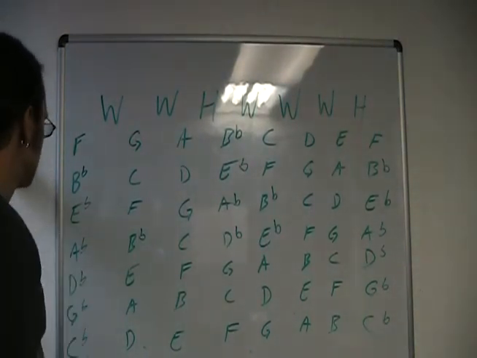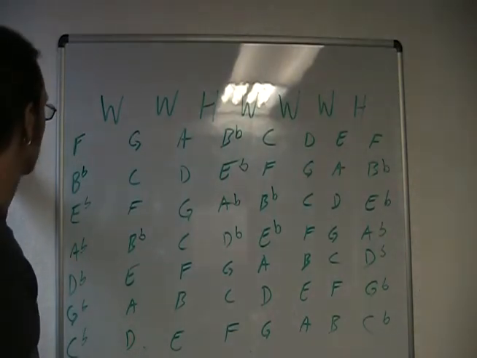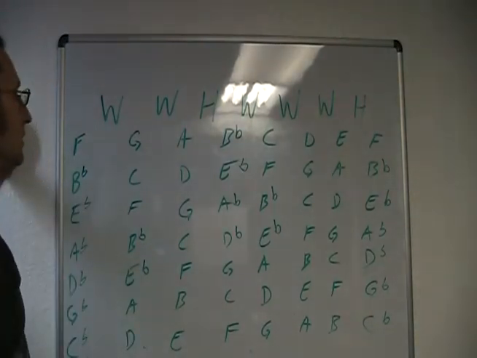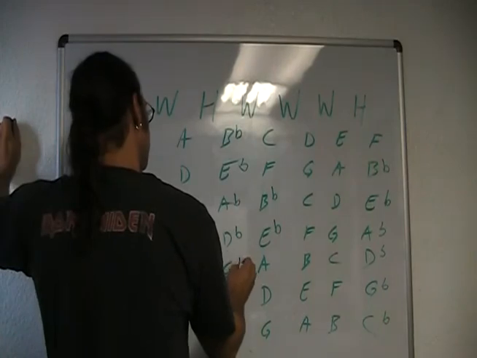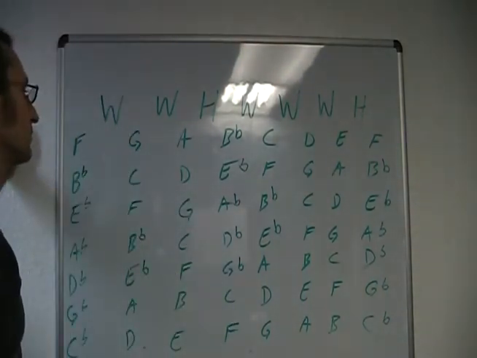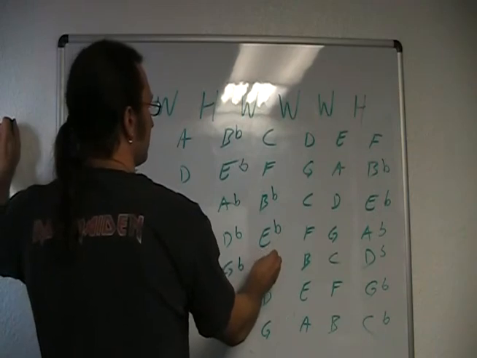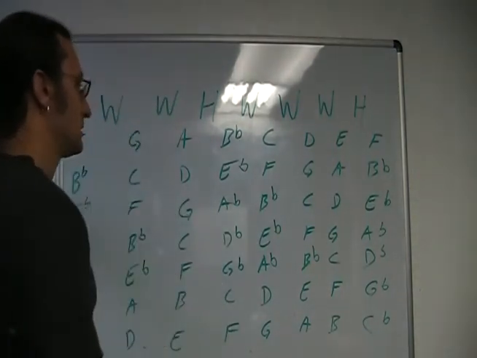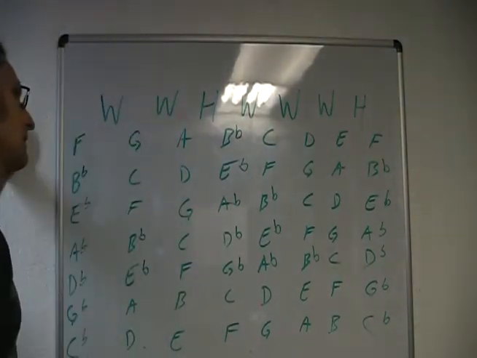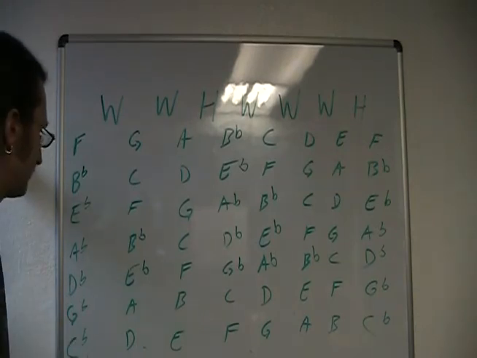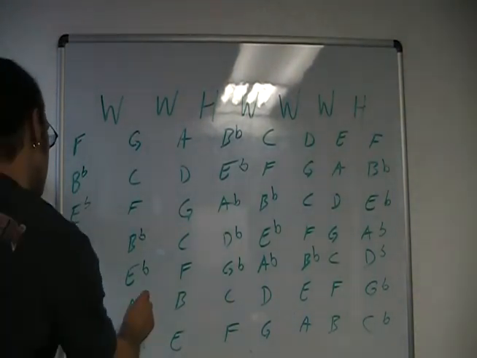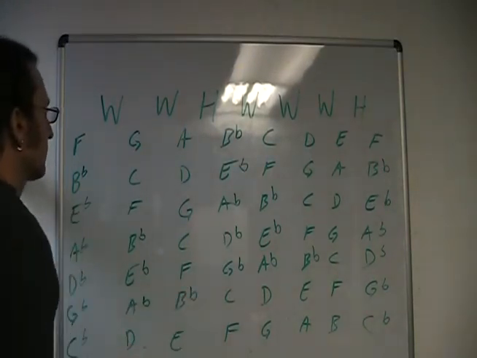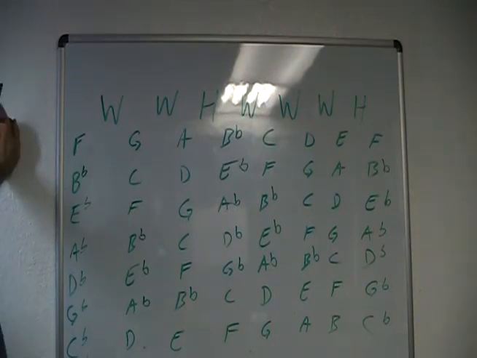So now we've got the key of D flat, so we go up a whole step to E flat, whole step to F, half step to G flat, then we go a whole step again, that's A flat, whole step again, B flat, whole step again to C, and half step to D flat. So now we have the key of G flat, go up a whole step, we have A flat, whole step again, B flat, half step is C flat.